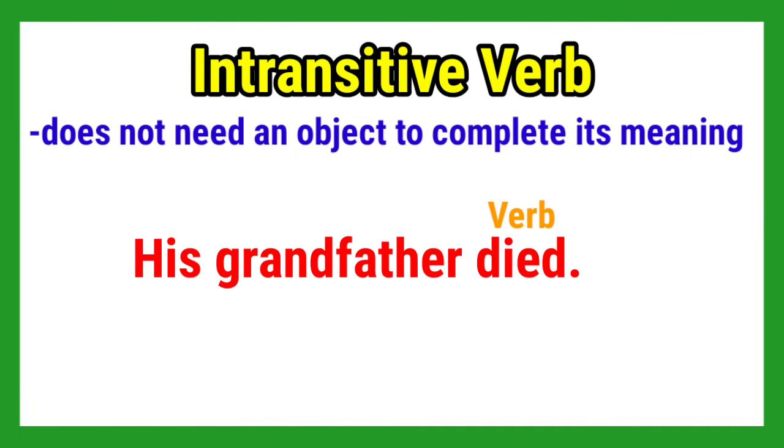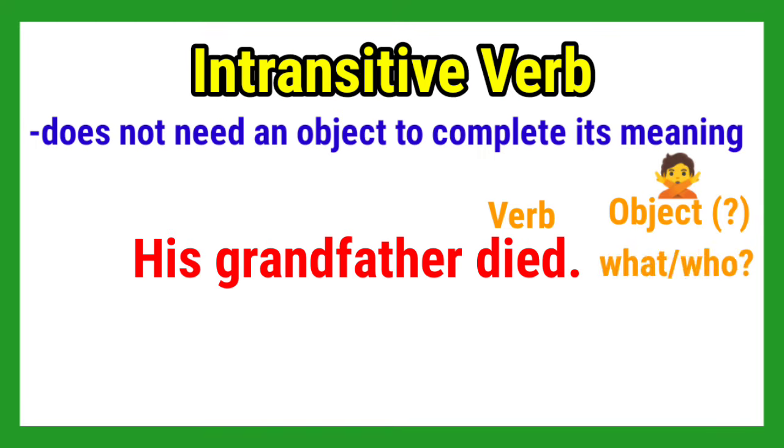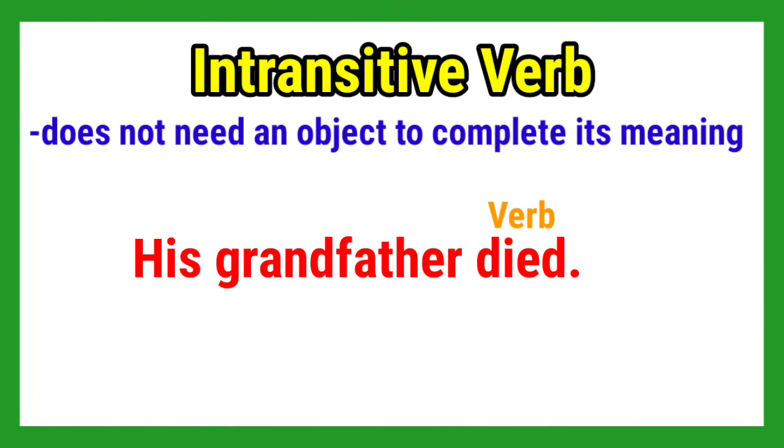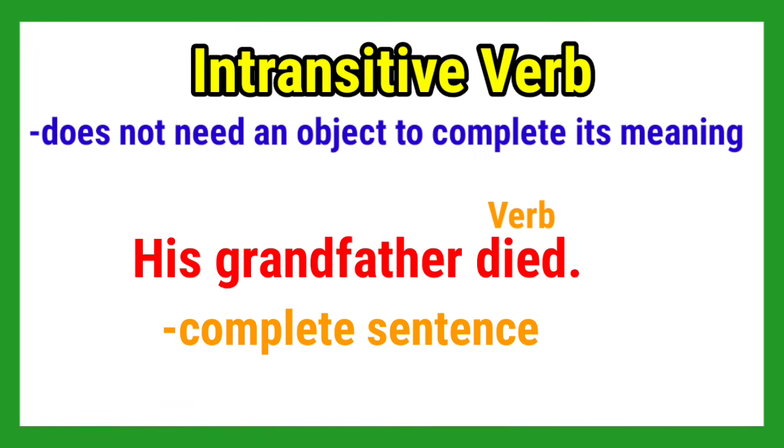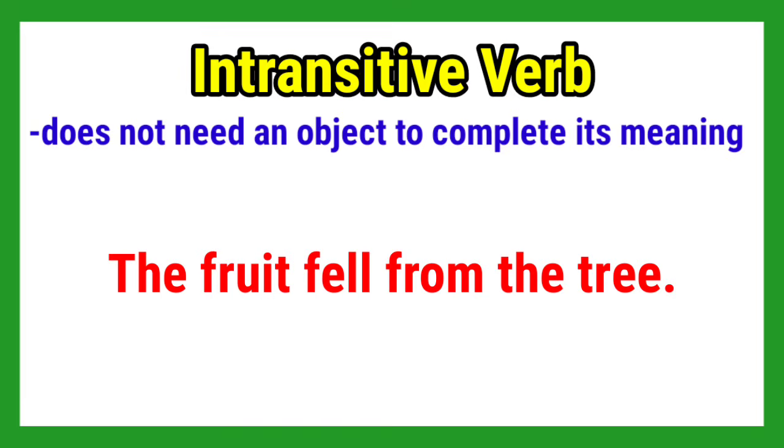Does the verb died still need an object to complete its meaning? No. Do you still need to ask, his grandfather died what? Or who? It doesn't even make sense, right? It no longer needs an object because as you can see, it is already a complete sentence. Right? Therefore, died in the sentence is an intransitive verb. How about this? The fruit fell from the tree. What is the verb in this sentence? It is fell. Do you think this is an intransitive verb?